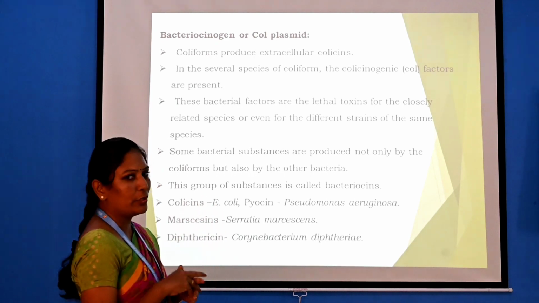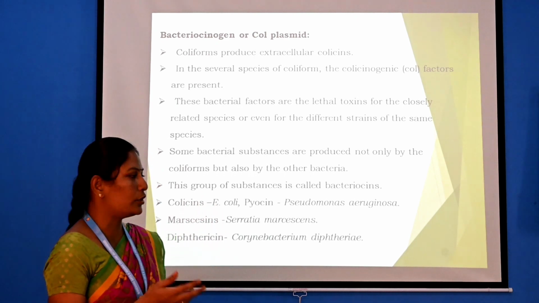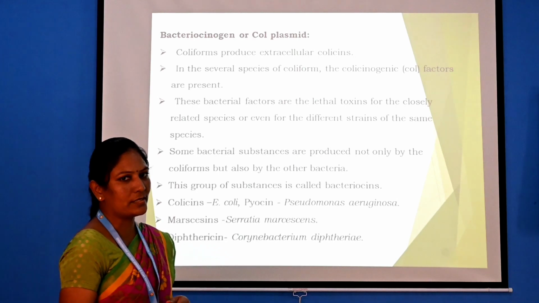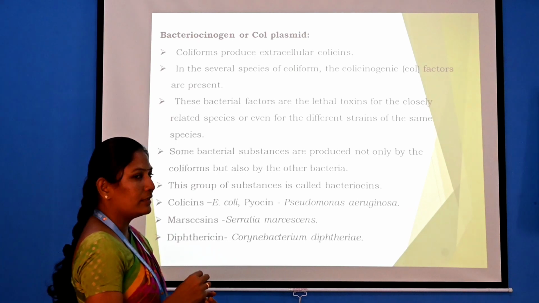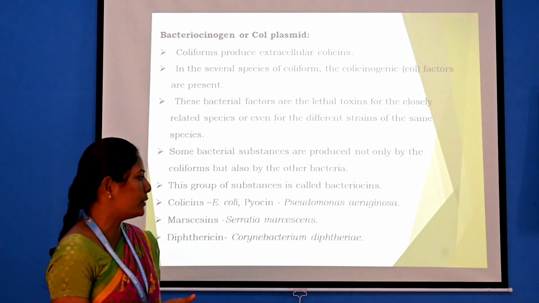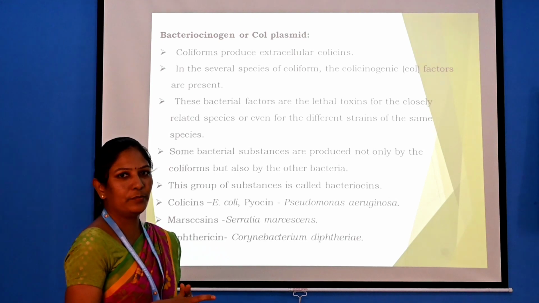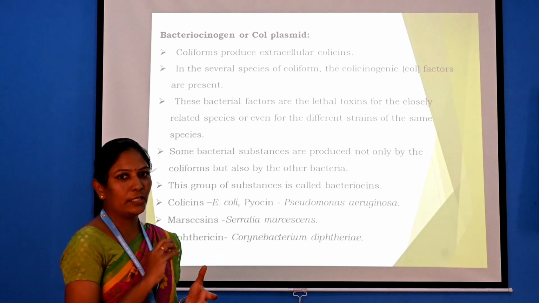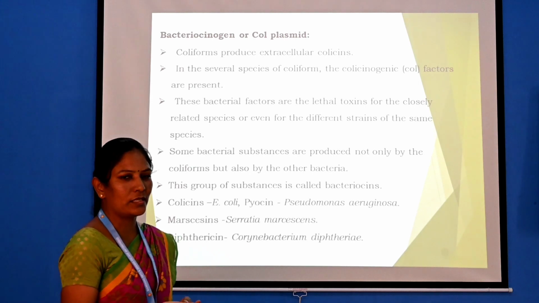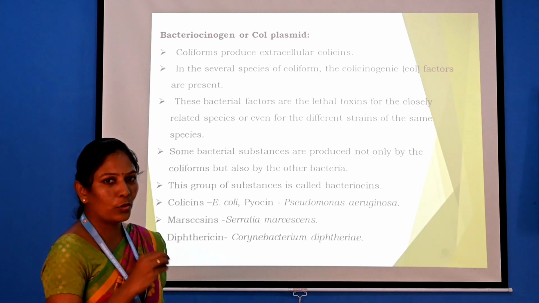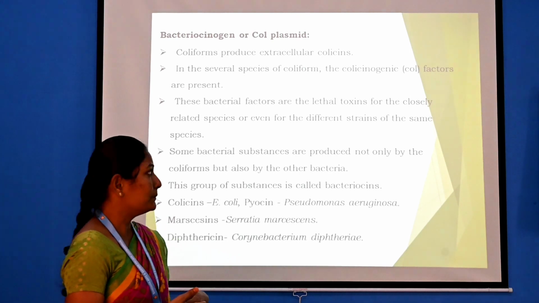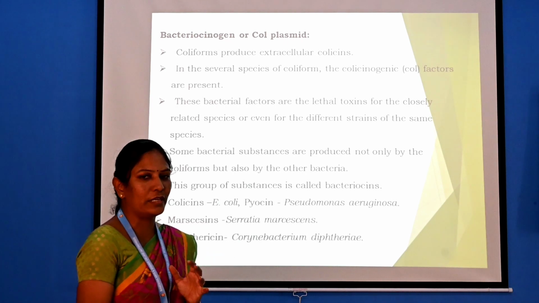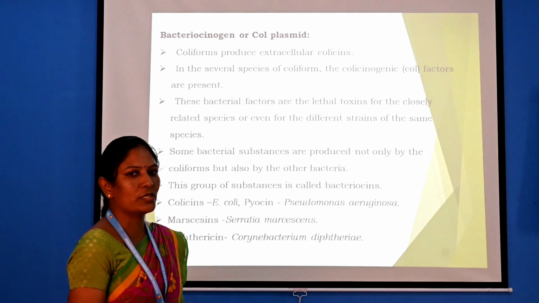The pyocin will be produced by the bacteria Pseudomonas aeruginosa. Next, the marcescin will be produced by Serratia marcescens. Next, the bacterial toxin diphtheria will be produced by Corynebacterium diphtheriae. So this category of toxins will be called bacteriocinogen. If the toxin is produced by the coliforms, it is named a colicin. So these are the different types of plasmids based on the function, characteristics, features, and pathogenicity.